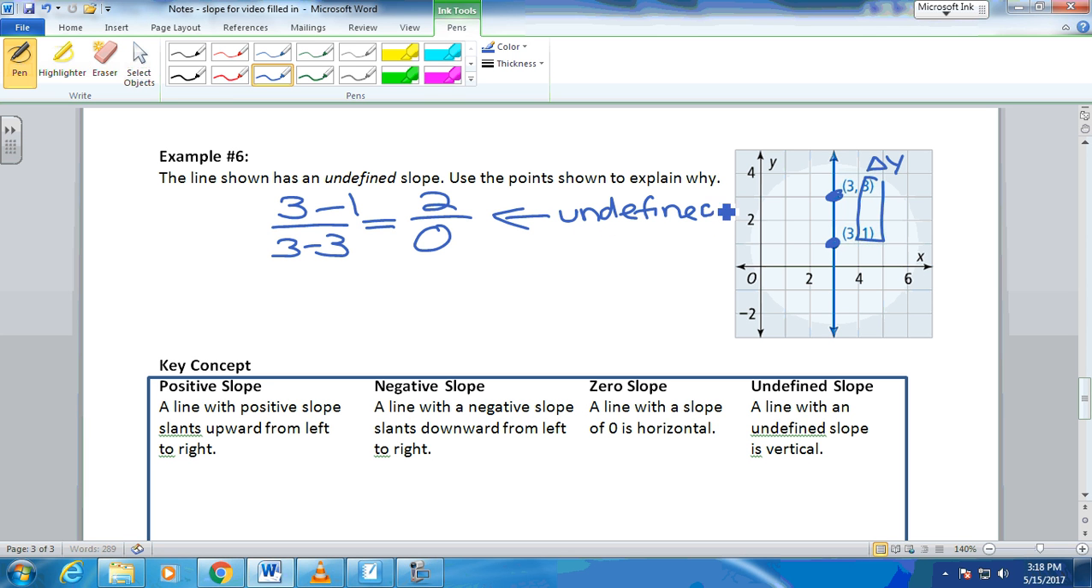And we've talked about this before. It is not okay to have a 0 in the denominator, but it is okay to have the 0 in the numerator. So when you have a 0 in the denominator, it's considered undefined.